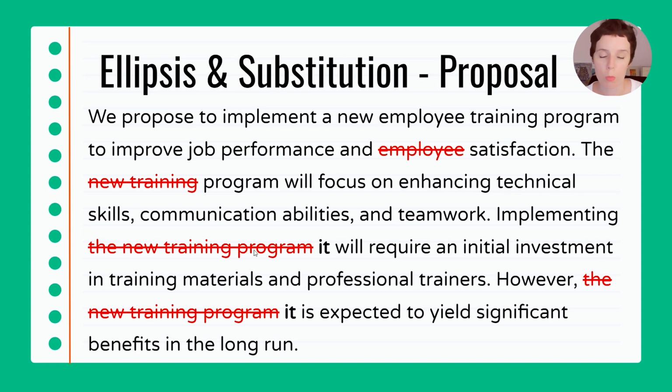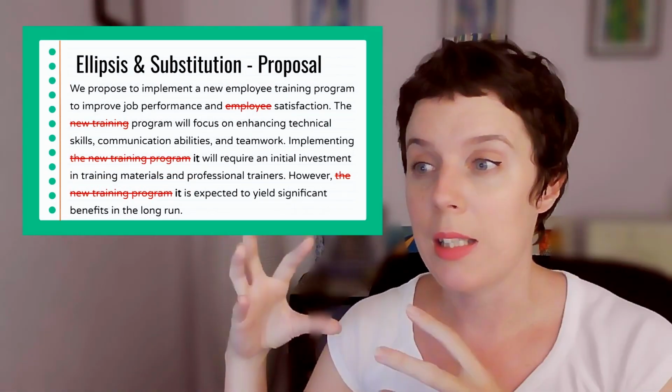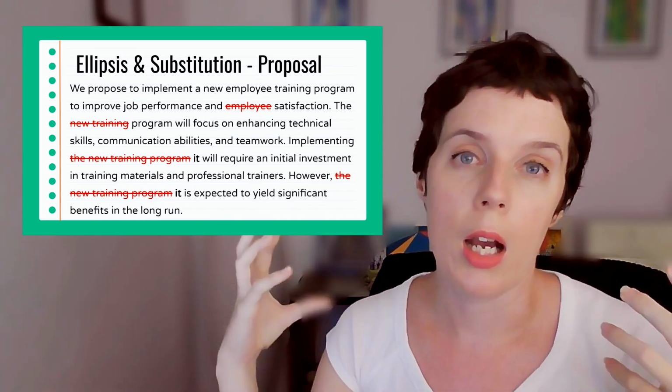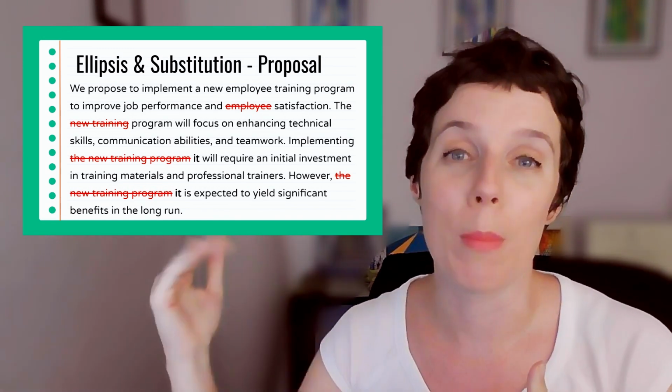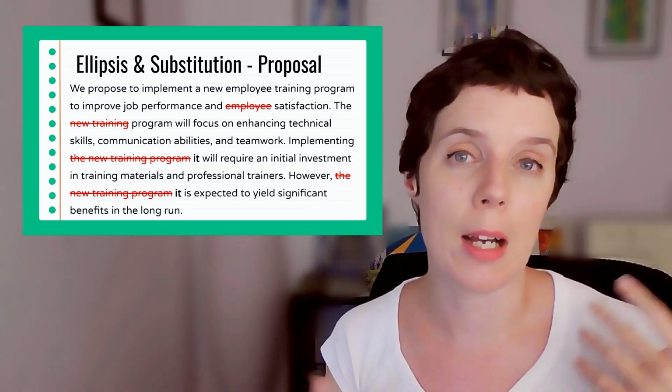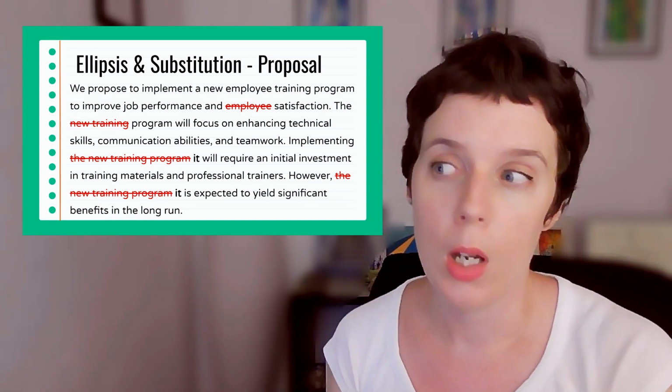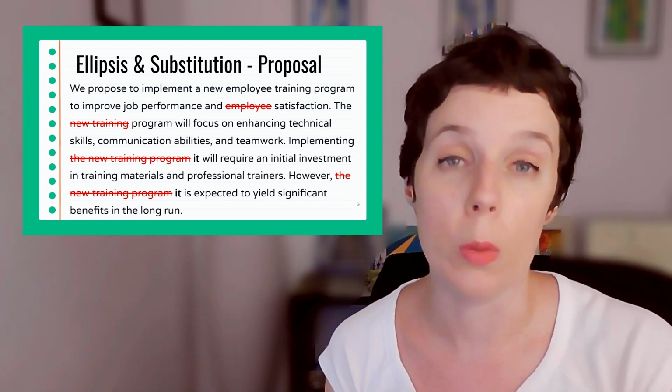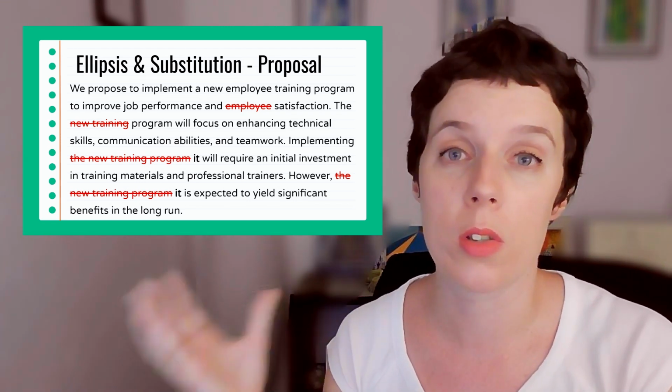Implementing, again, the new training program, not necessary. Implementing it will require an initial investment in training materials and professional trainers. However, again, new training program. However, it is expected to yield significant benefits in the long run. Okay, so again, you can see we're just deleting words, we're replacing words, and it makes your writing much more concise, and it makes it flow better as well. Examiners are looking for this flow in your writing where it sounds natural, it sounds fluent. And if you use ellipsis and substitution, it will. Alright, so that's all for ellipsis and substitution.